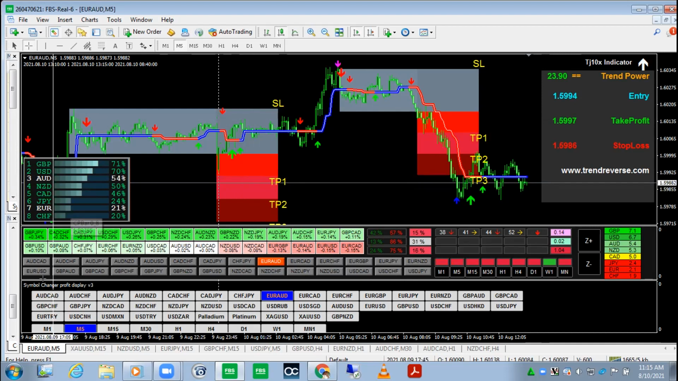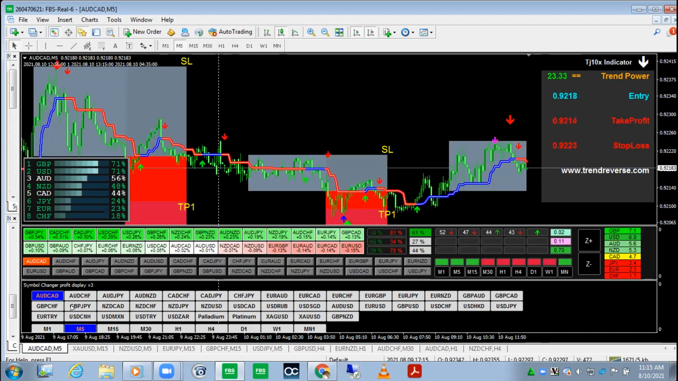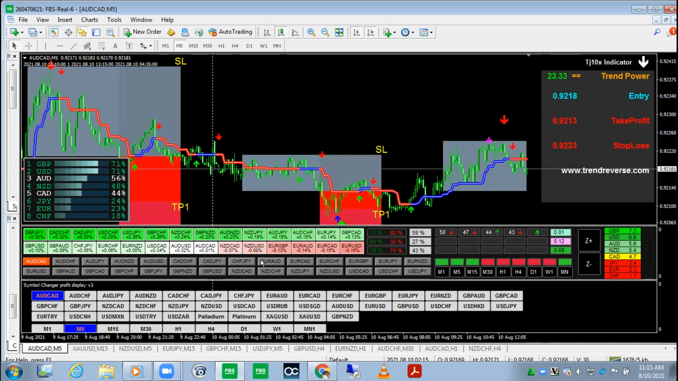Let's check Aussie card here. What's Aussie? Is Aussie card part of the top or last? No, it's a ranging market because it's not even found in the top 3 or last 3. Can you see that Aussie card? You can see it's a ranging market, so you don't even go there.